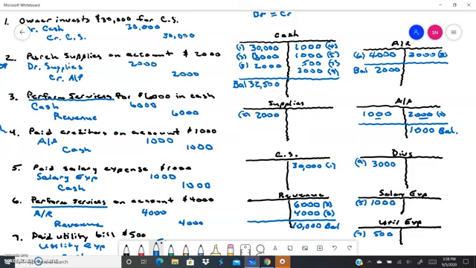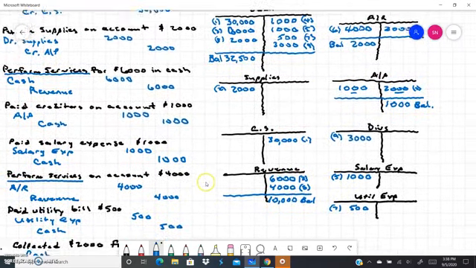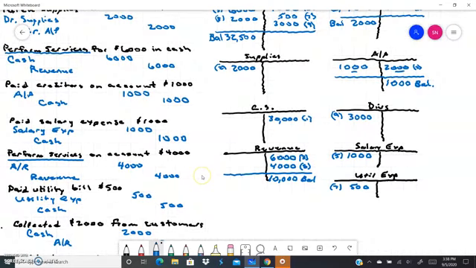The only other thing that's mentioned in this chapter is what's called a trial balance. And I'll put that here, just over here. I'll list that. A trial balance. And you can see that in the book.